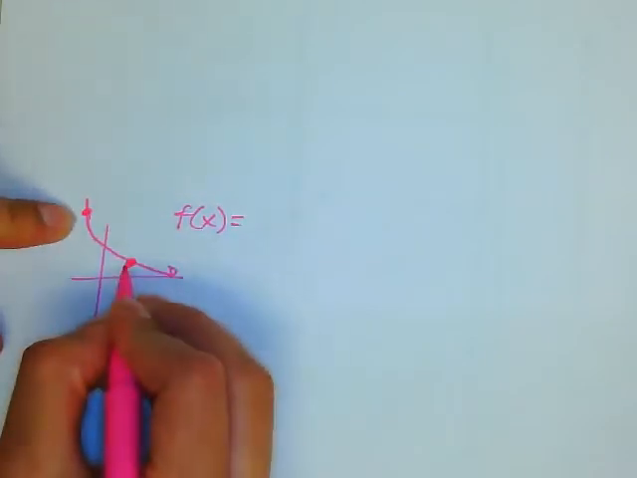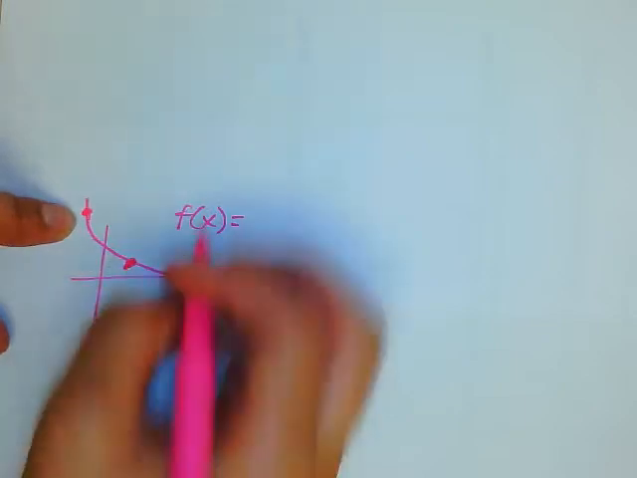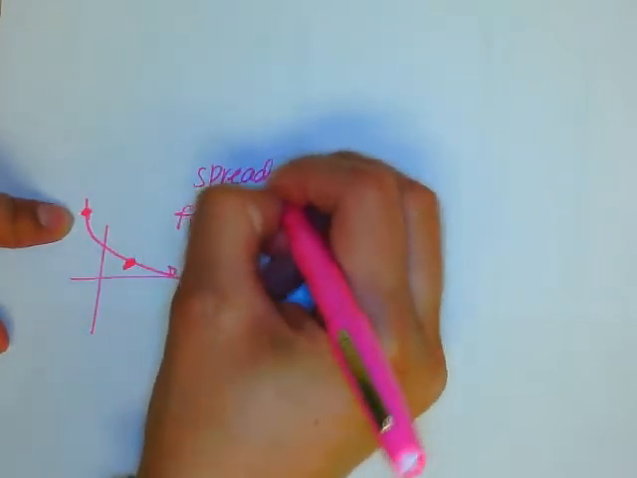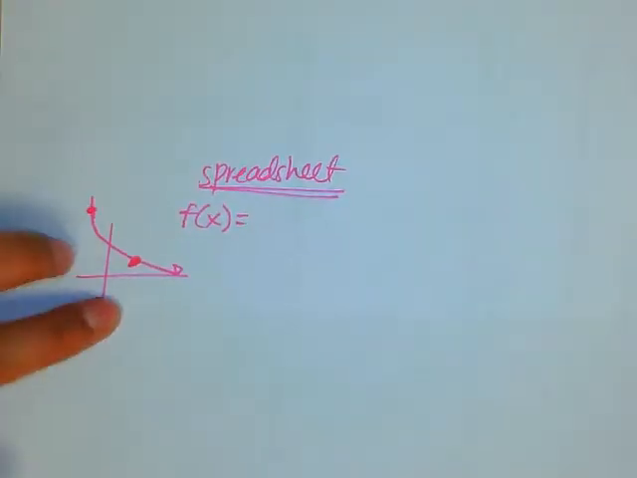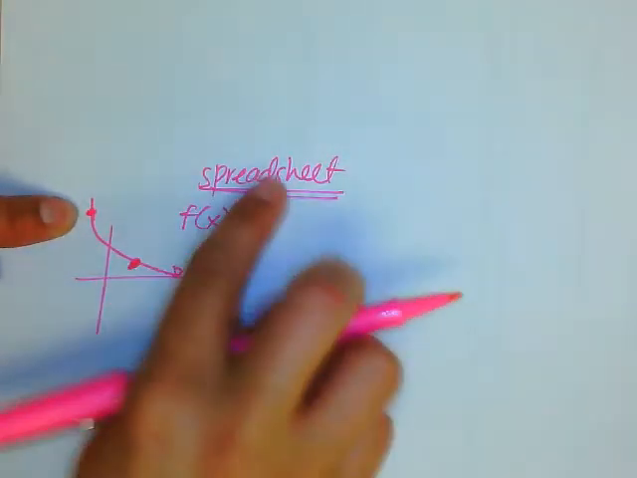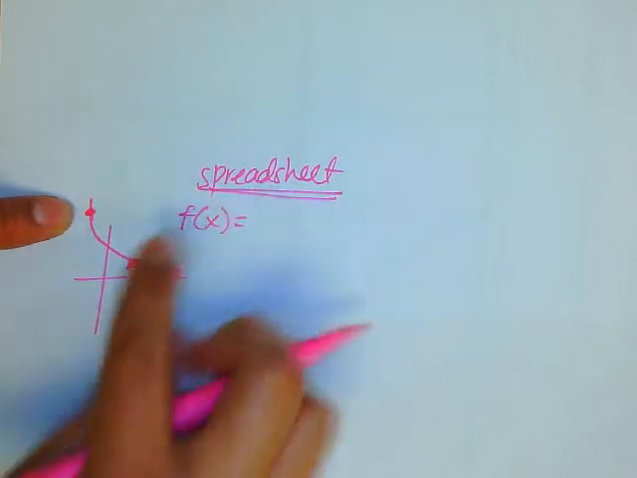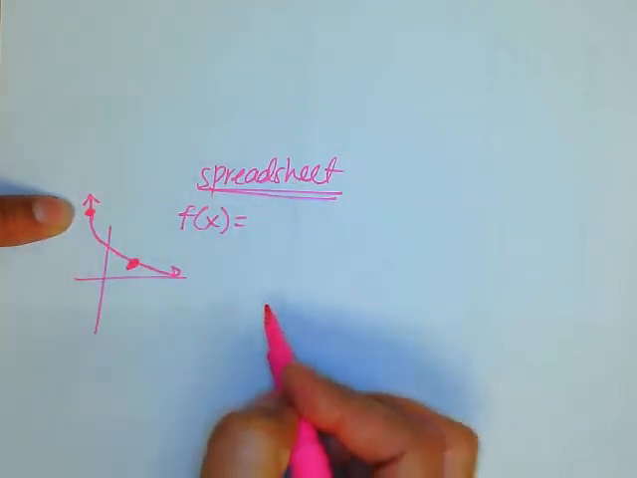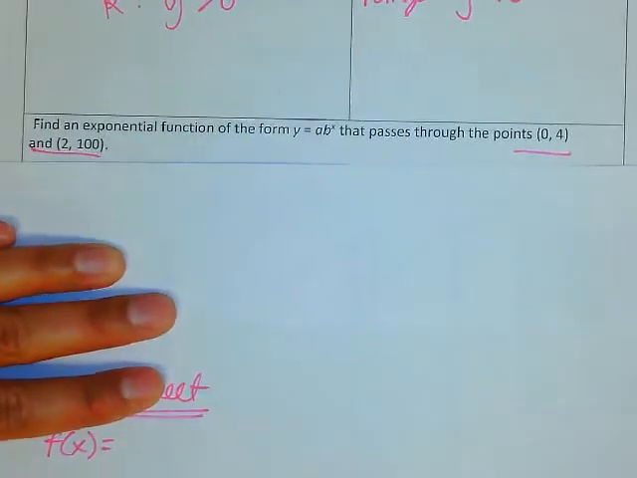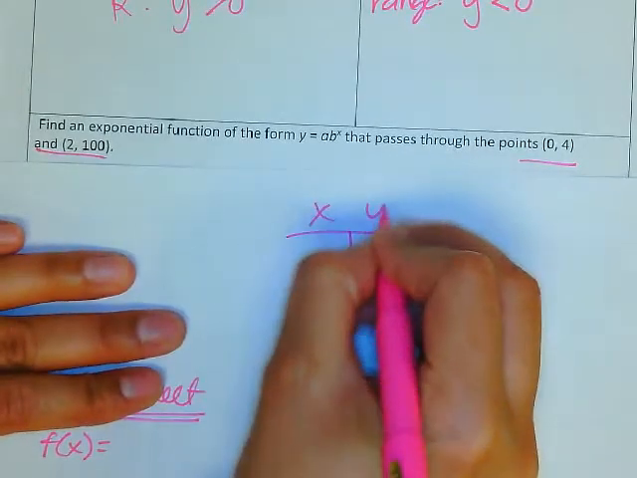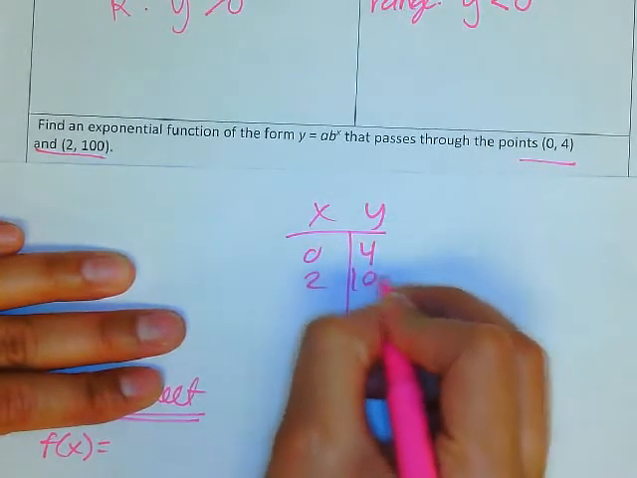Given 2 points, every time you have 2 points, you can use spreadsheet on the calculator. Okay, 2 or more points, use spreadsheet. You need a minimum of 2. So if they give you 2 points, you go to spreadsheet and do regression. This is exponential, so you would choose exponential. Over here, they do the same thing. They give us 2 points, 0, 4, and 2, 100.